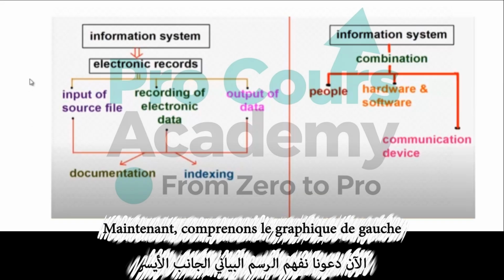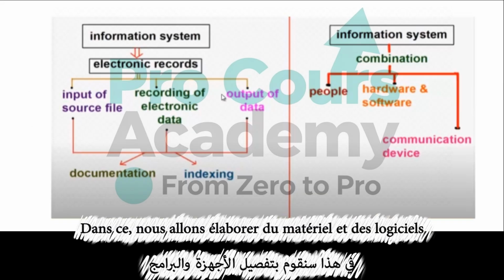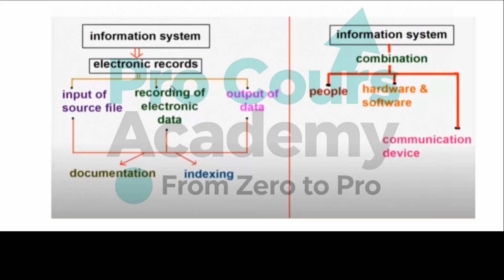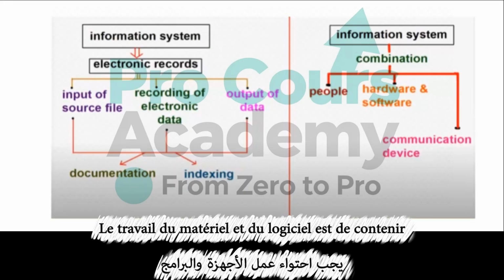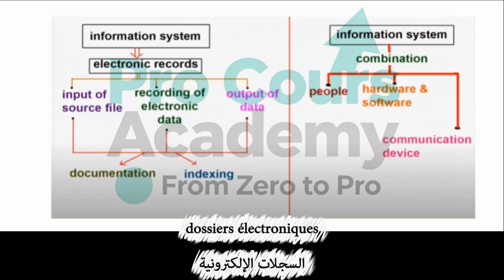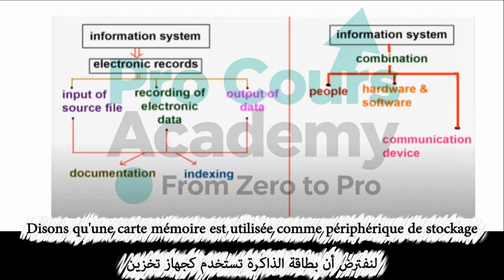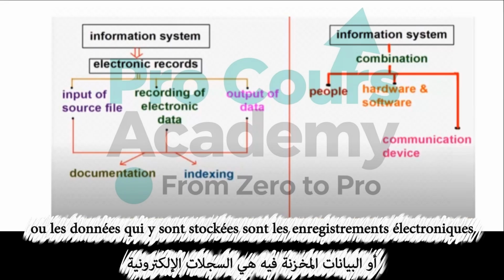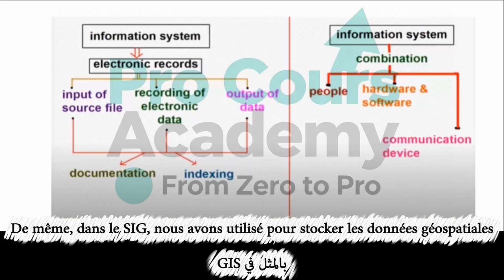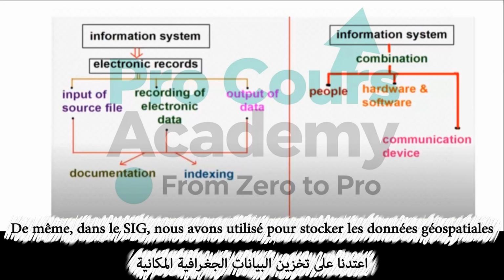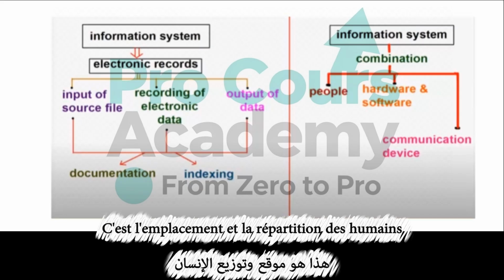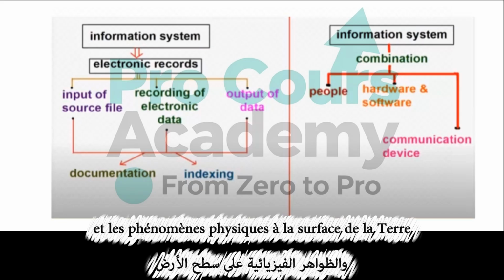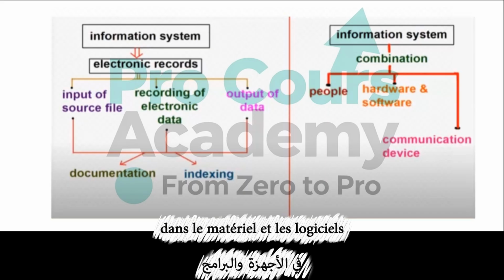Now let's understand the left-hand side of the chart, elaborating hardware and software. They work on hardware and software to contain electronic records. For example, let's say a memory card is used as a storage device and the music or the data stored in it is the electronic records. Similarly, in GIS, we store the geospatial data, that is the location and distribution of human and physical phenomena on the Earth's surface, in the hardware and software.